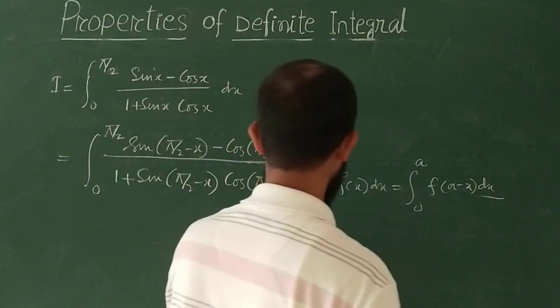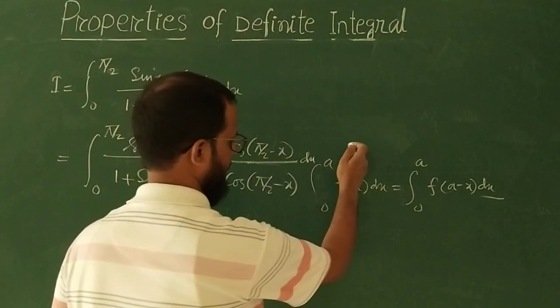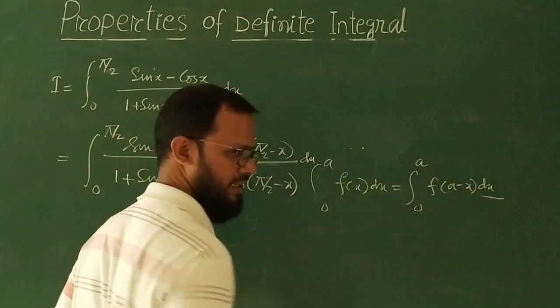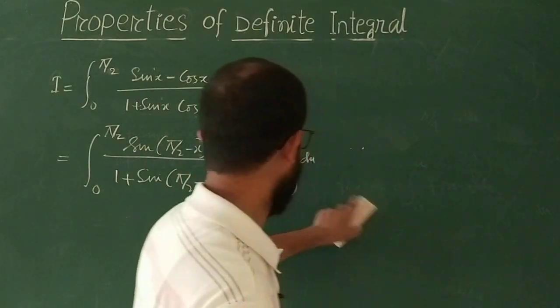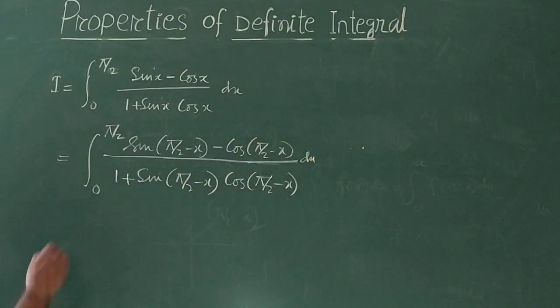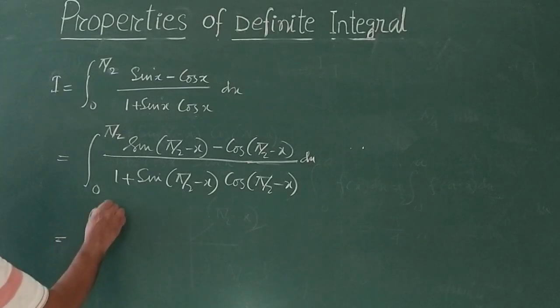So what property have you applied? You have to mention this property here. Since this is equal to this, you have to write it. I am not going to write it. This property we have applied. Clear? Now use the quadrant rule.